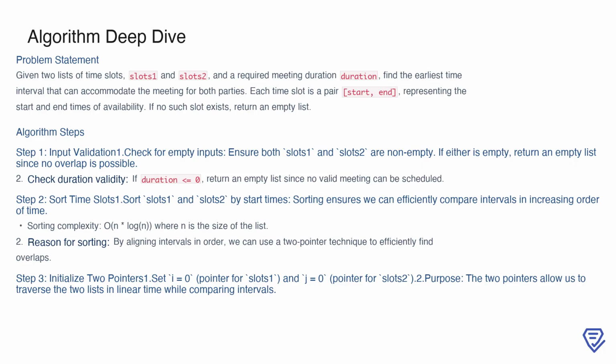If either of the availability lists is empty, or if the duration is less than or equal to 0, we can immediately return an empty list since no meeting can be scheduled. Next, we sort both lists of time slots by their start times. Sorting helps us align intervals in chronological order, which is crucial for an efficient comparison. The sorting step has a complexity of O(n log n), and it sets the stage for using a two-pointer technique. Once the lists are sorted, we initialize two pointers, one for each list. These pointers allow us to traverse the lists systematically, ensuring we can find overlaps without unnecessary comparisons.